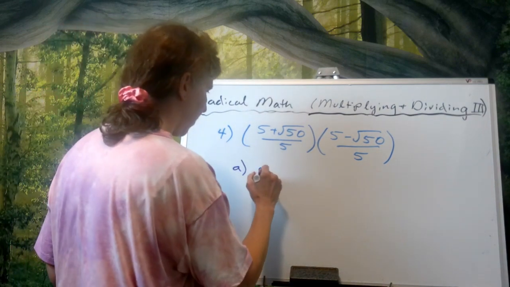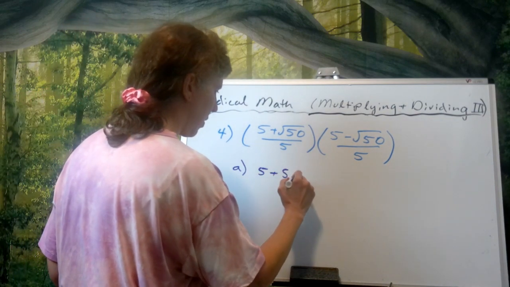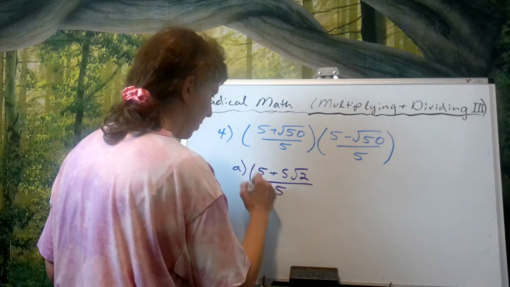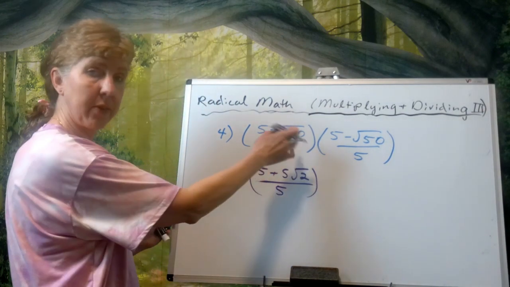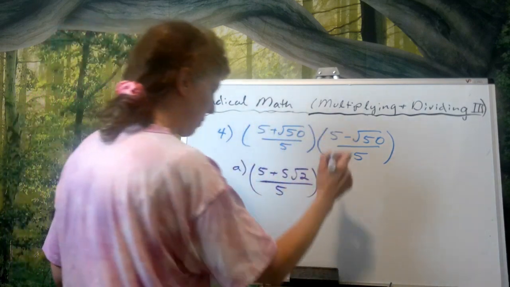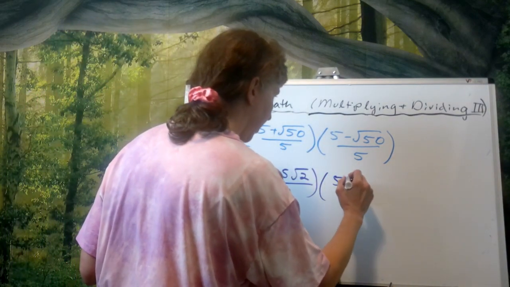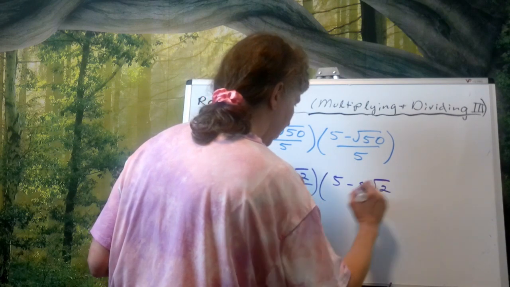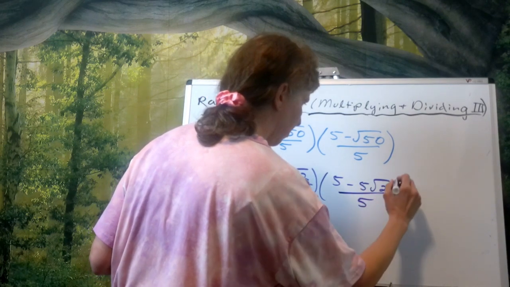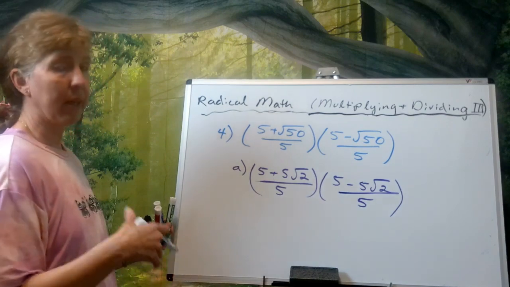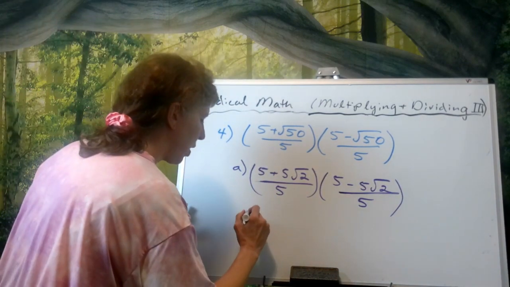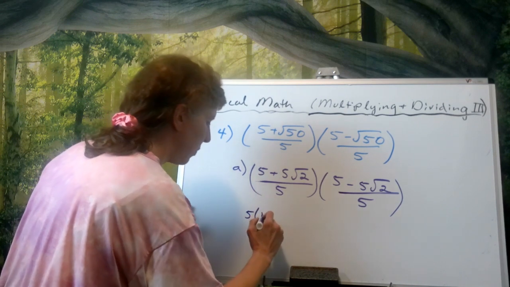So that would give you 5 plus 5 root 2 over 5. I'm jailbreaking. This is 5 times 5 times 2. Same thing here. 5 minus 5 root 2 over 5. Okay. Carefully, I can simplify the fraction. So what I'm going to do is pull a common factor out of my numerator.